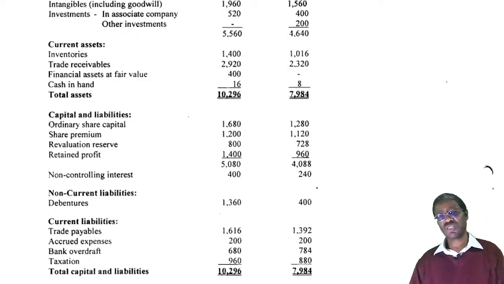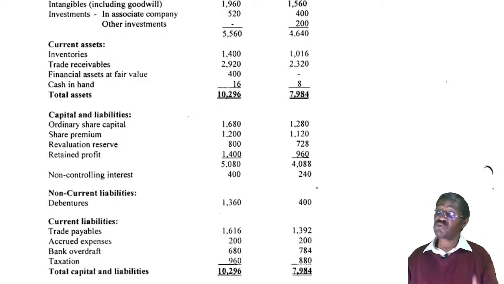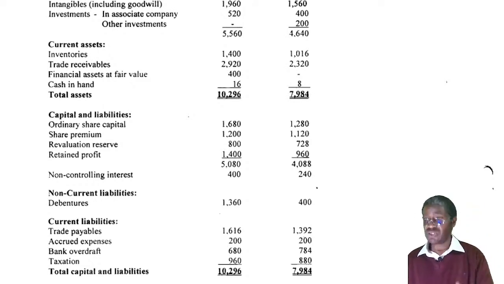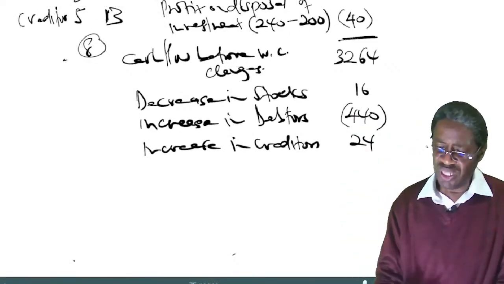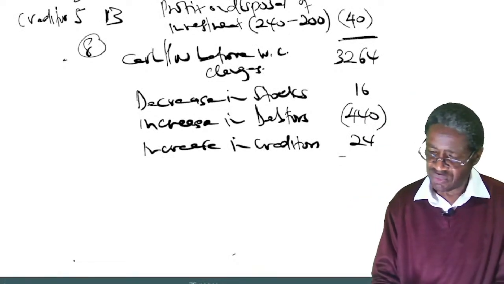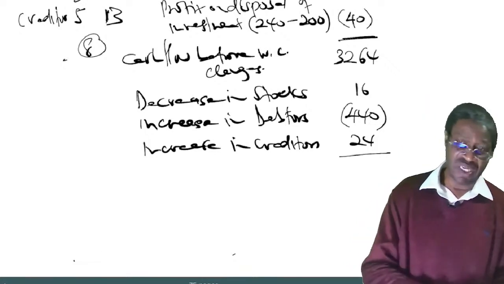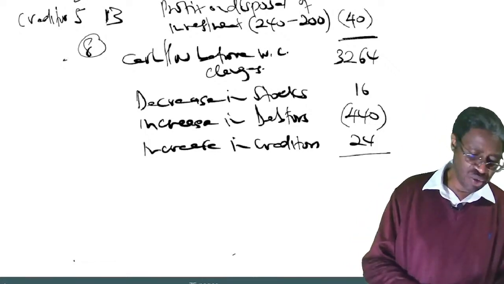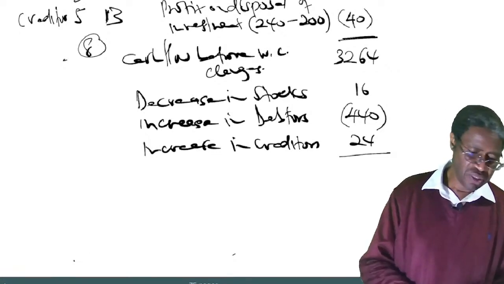Good. Taxation. It's obvious we must calculate the amount paid, and you must have computed it. It has its own place for the tax paid. Good. Now listen. So it looks like I am through with the working capital items now. So I get the net. So I take that 3264 plus 16 minus 440.